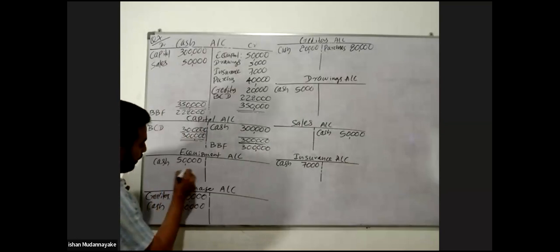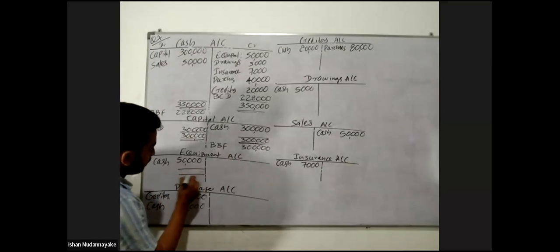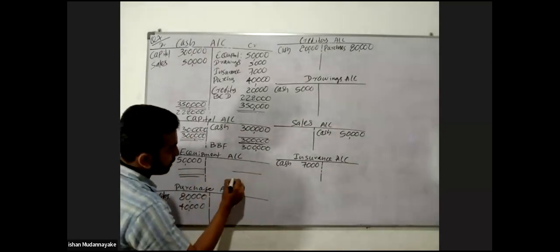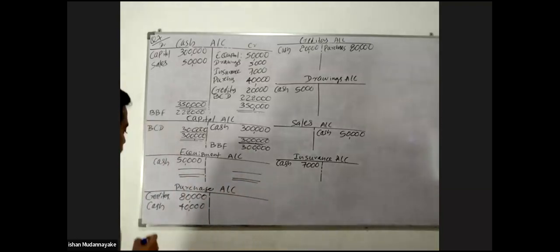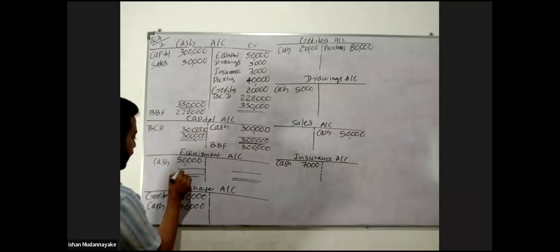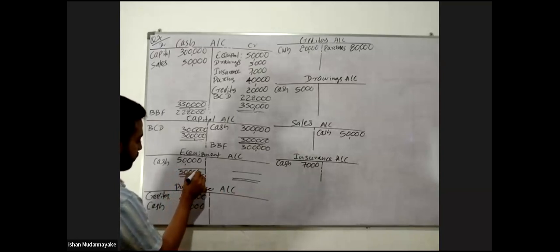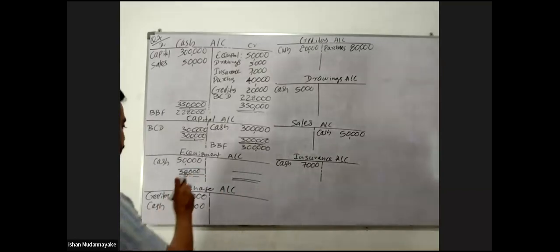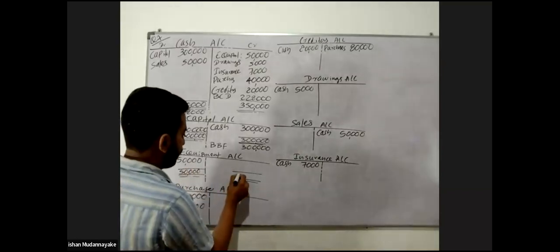Okay. Right. And then we'll balance off the equipment account. Leave one line here, and then draw two parallel lines. Then the higher side in the equipment account is the debit side, 50,000. And transfer this 50,000 to the credit side, 50,000.